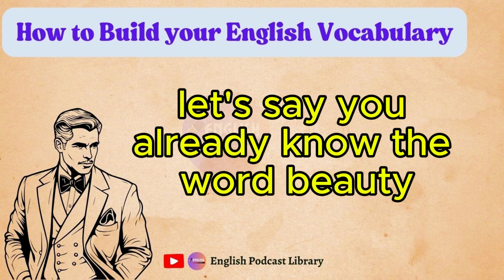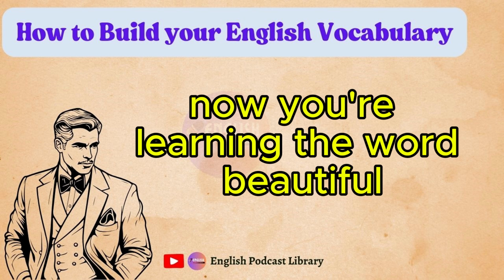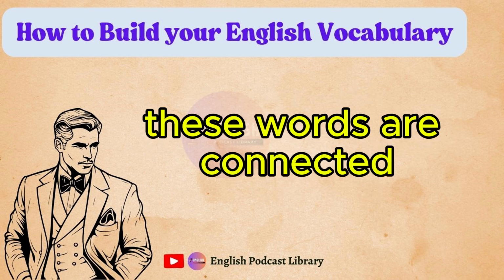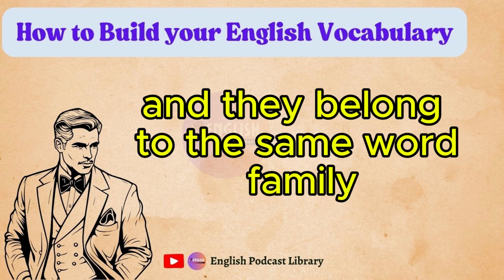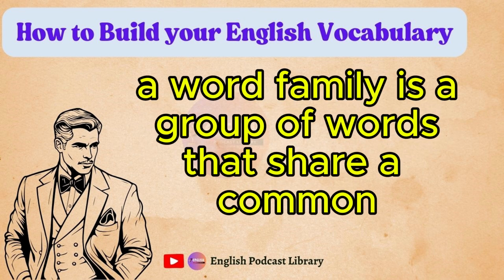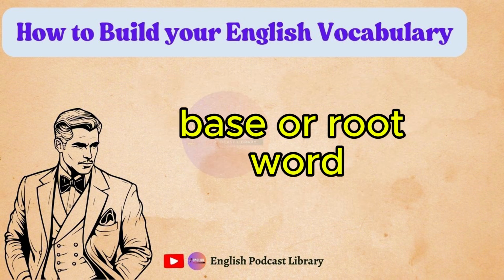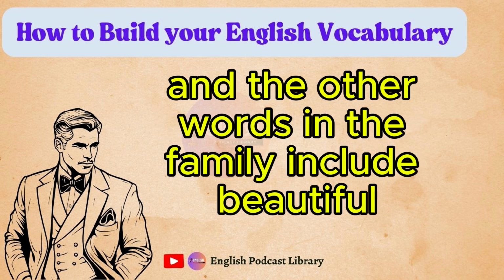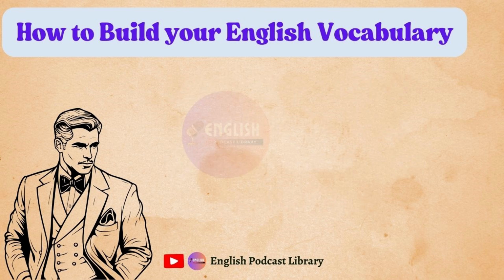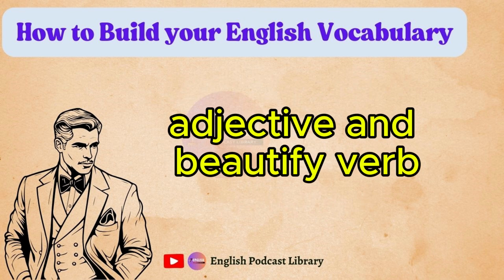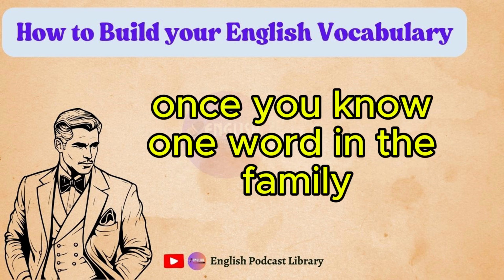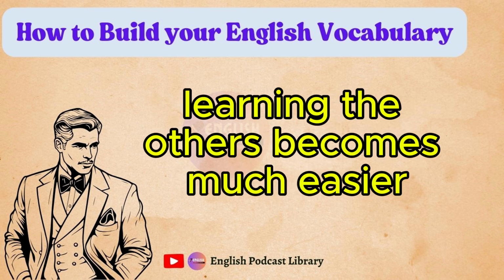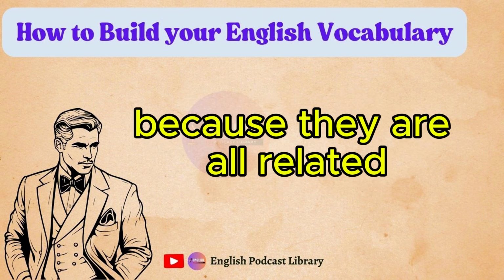For example, let's say you already know the word beauty. Now, you're learning the word beautiful. These words are connected because they come from the same root, and they belong to the same word family. A word family is a group of words that share a common base or root word. In this case, the root is beauty, and the other words in the family include beautiful, adjective, and beautify, verb. Once you know one word in the family, learning the others becomes much easier because they are all related.